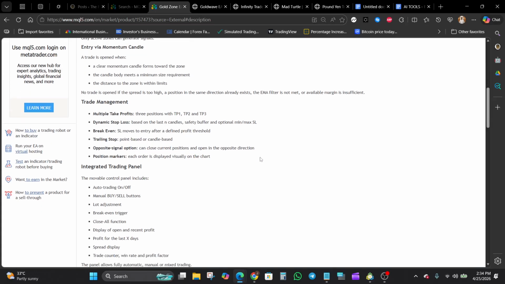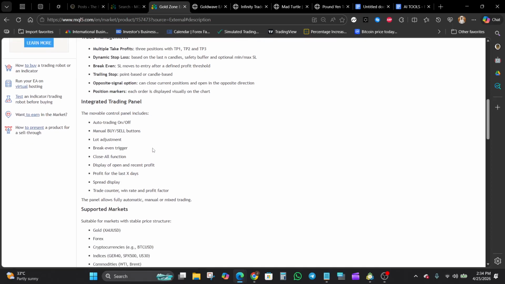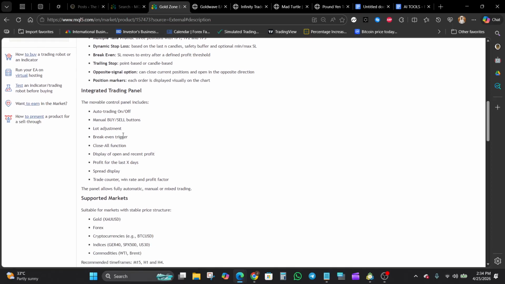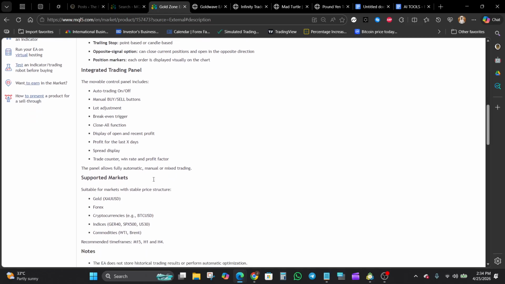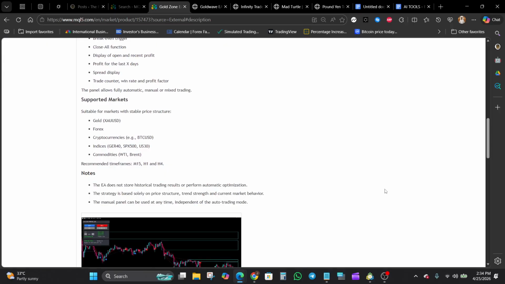And then there is the integrated trading panel. This is actually a big plus. You can switch between auto and manual trading, adjust lot sizes, close trades instantly, monitor stats like win rate and profit factor, amongst others. So even though it's automated, you still have full control, which is useful if you want to intervene based on market conditions.